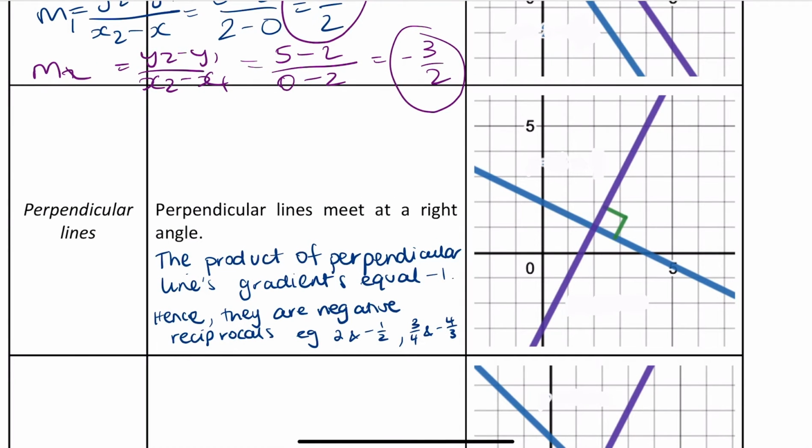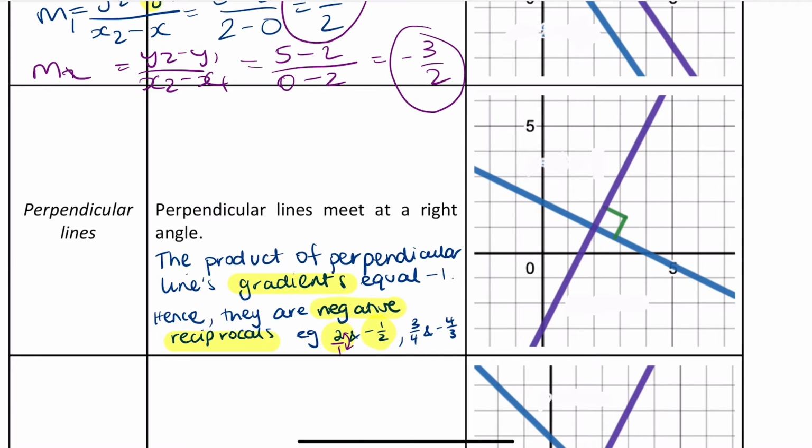we look at the gradients once again, and we see if they are negative reciprocals. What that means is, the negative reciprocal of 2, so 2 over 1, is flipped and there's a negative in front of it. So the 1 goes at the top, the 2 goes at the bottom, and the negative comes out the front to create negative 1 over 2. And that's the same with any fraction or whole number.